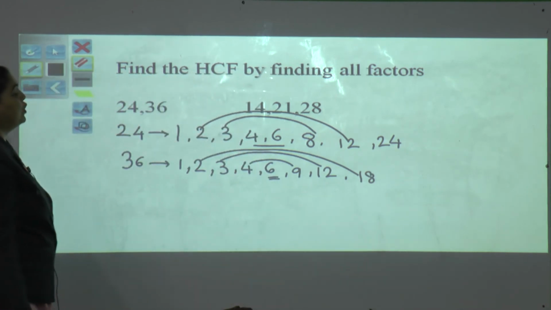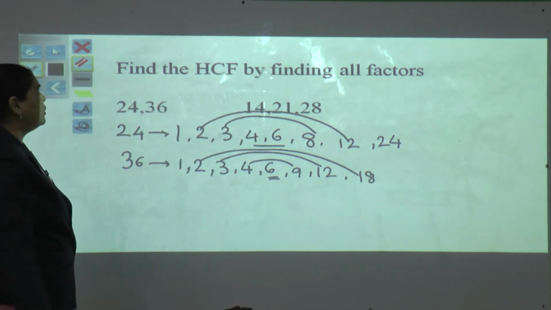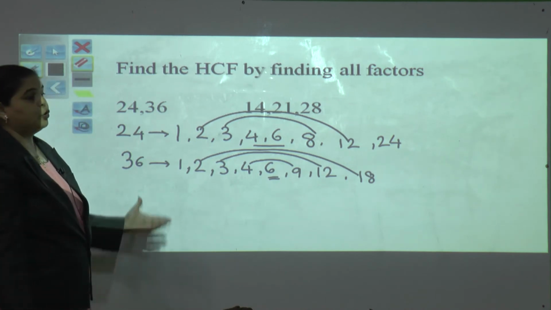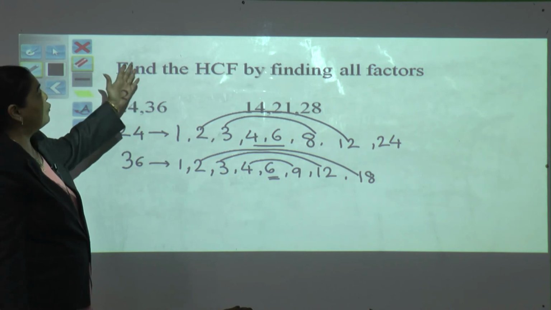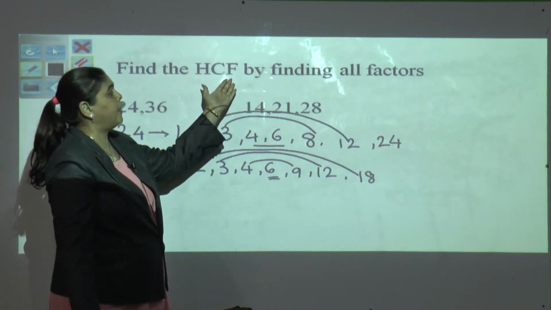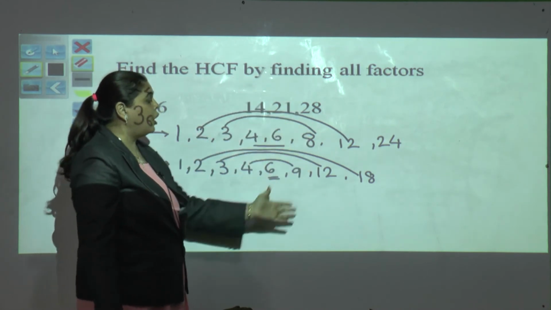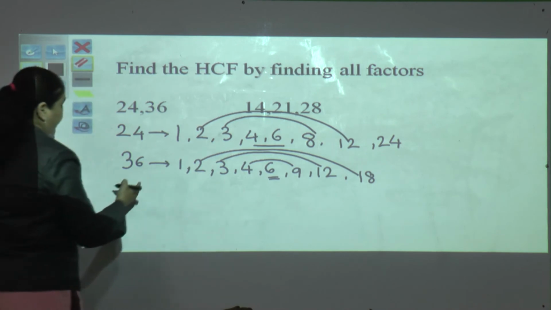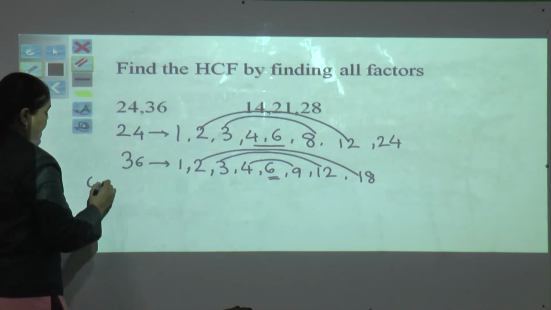So this is what we had done. We had found out the factors of 24 and 36. But my question is not that. I have to find the HCF, that is the highest common factor, by finding all factors. So I have to see which is common, so I can write them as common factors.